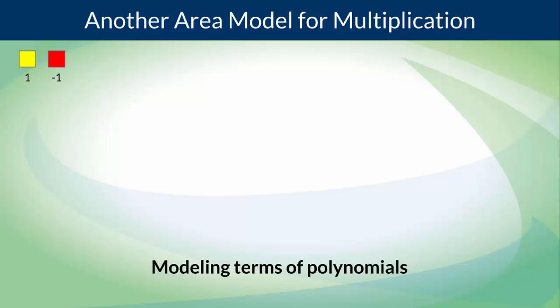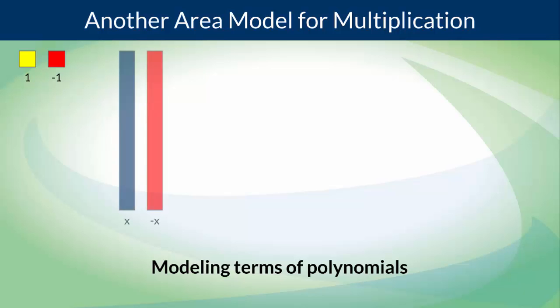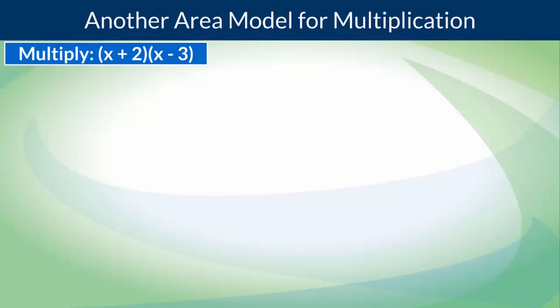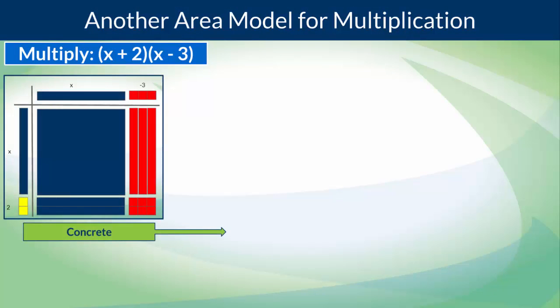Our little red square would be a -1. Our yellow square would be a +1. Our longer rods would represent the variable x and -x. And then our squares would represent x squared and -x squared. So if we're looking at multiplying x plus 2 times x minus 3, using a concrete model, we can do something very similar to what we did with base 10 blocks.